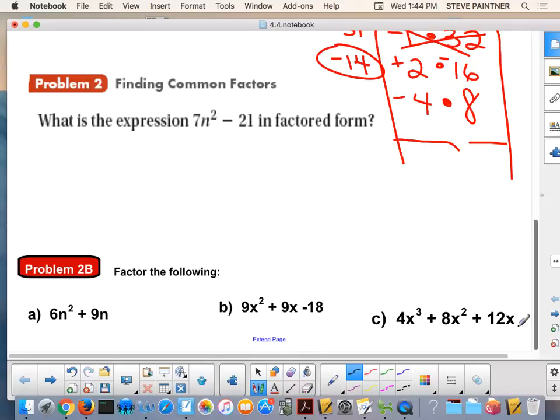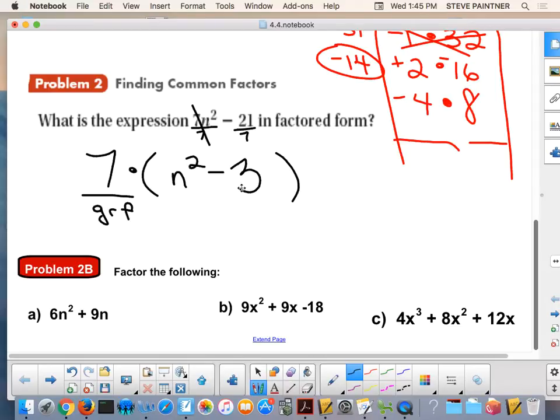Yeah, your answer's right. I got 7 and n squared. 7n squared minus 21. What was the GCF? 7. Do they share n's? No, no n's, so don't take out an n. Divide by 7 and get what? n squared minus 3. Good? Multiply to see if it's right. 7 times n squared is 7n squared. 7 times negative 3 is negative 21. It works.